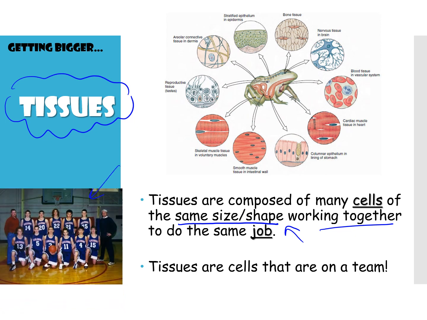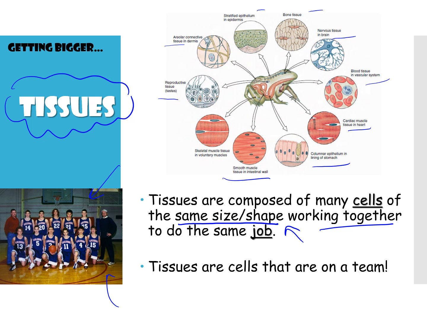If we look at the basketball team, everyone's wearing the same uniform, right? They're all similar age, other than the coaches, and they're all working toward one goal, which for a basketball team is to win the game. So if we start looking at different tissues in the body, the cells that compose these tissues all look alike to each other, and they're all working together to do the same job.